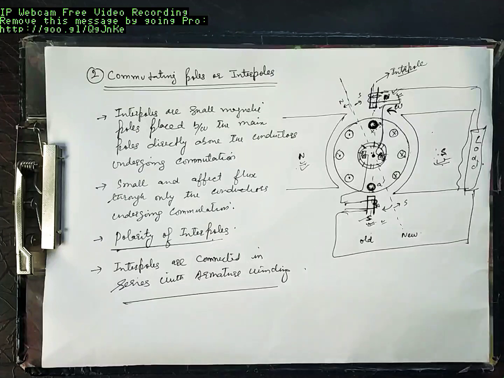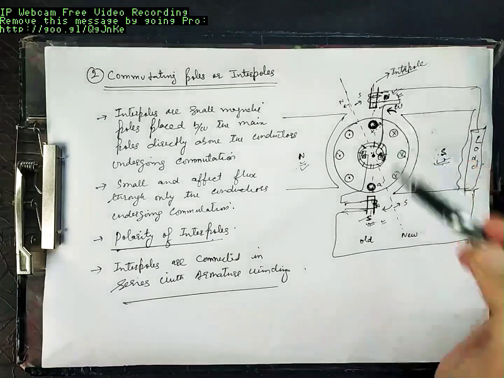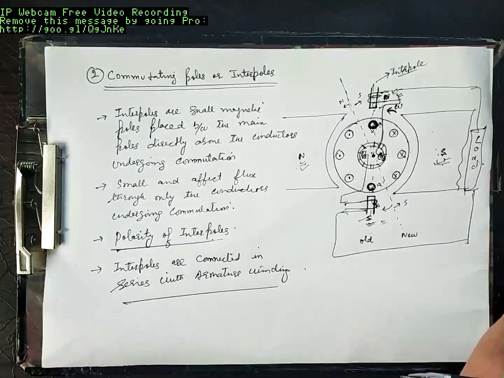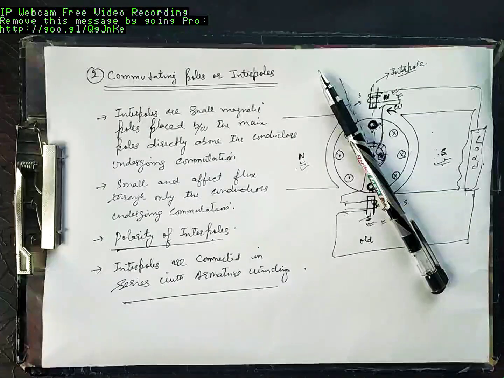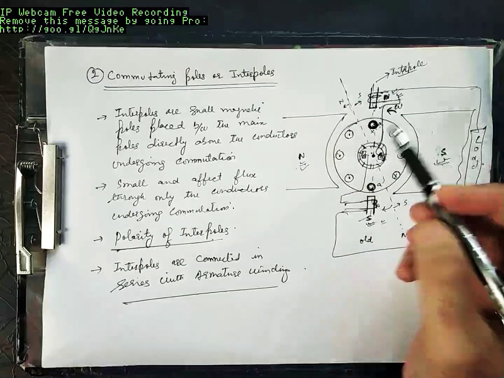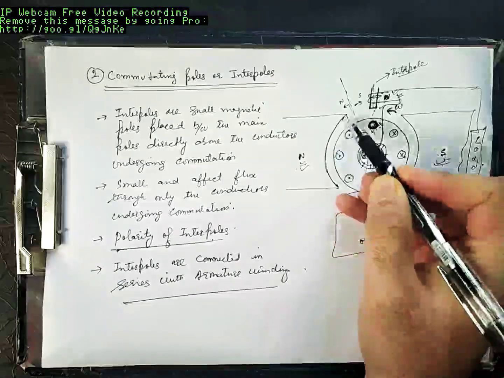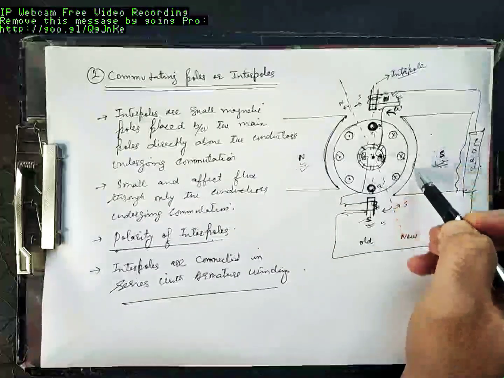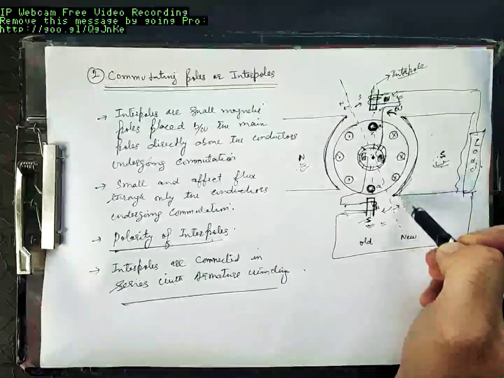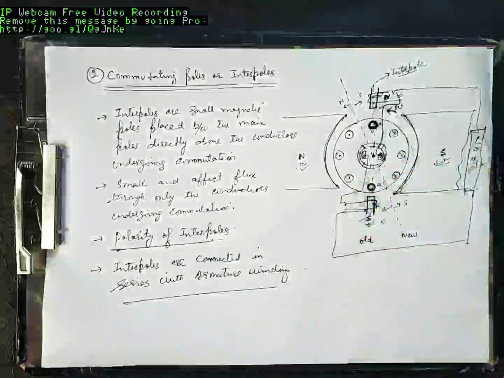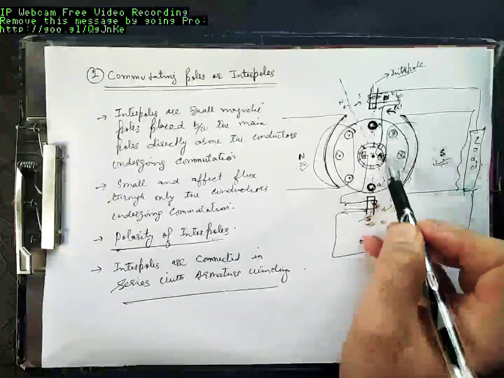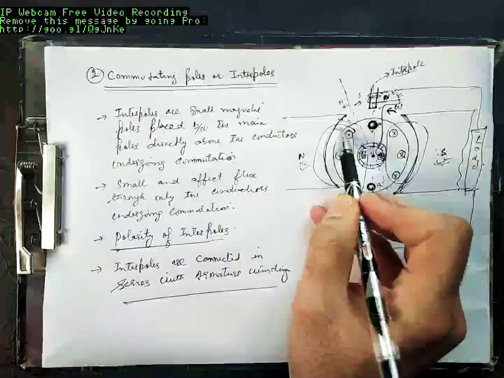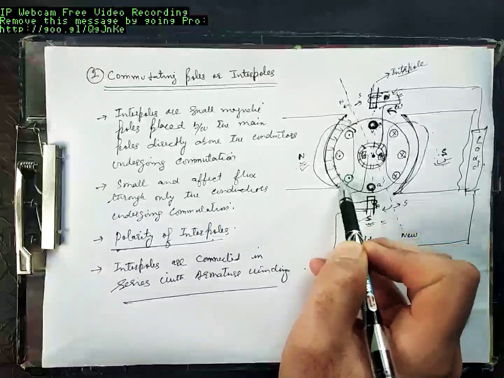But there's a catch over here. These interpoles only solve the problem of magnetic neutral plane shift. What about the problem of flux weakening? If you remember, that flux weakening problem was here under the poles. That has nothing to do with interpoles. That was because of these conductors over here and these conductors over here. Remember this? You can refer to previous lectures.